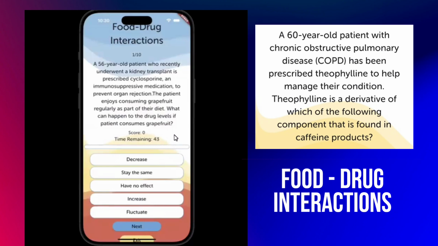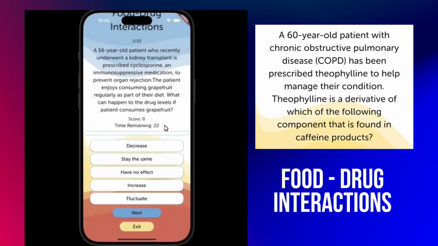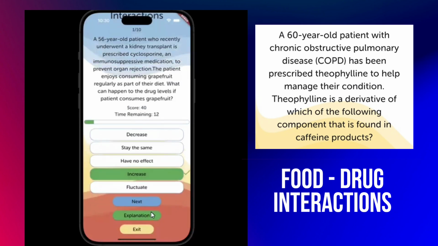So let's get started. A 56-year-old patient who recently underwent a kidney transplant is prescribed cyclosporin, an immunosuppressive medication to prevent organ rejection. The patient enjoys consuming grapefruit regularly as part of their diet. What can happen to the drug levels if the patient consumes grapefruit? Decrease, stay the same, have no effect, increase. I would say increase. Yes, let's find out why.